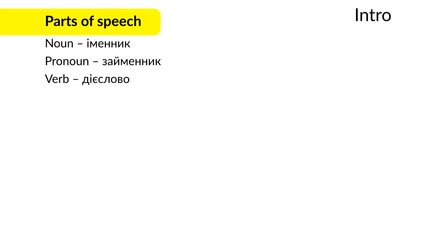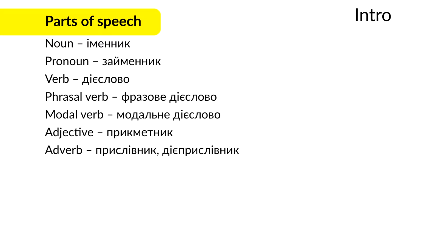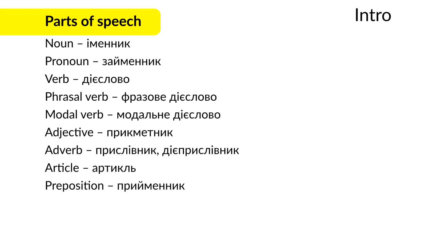Do you know? Parts of speech. Noun – іменник. Pronoun – займенник. Verb – дієслово. Phrasal verb – фразове дієслово. Modal verb – модальне дієслово. Adjective – прикметник. Adverb – прислівник, дієприслівник. Article – артикль. Preposition – прийменник.